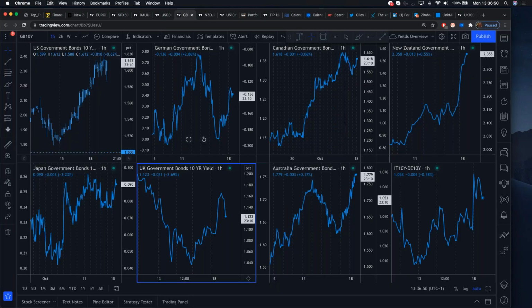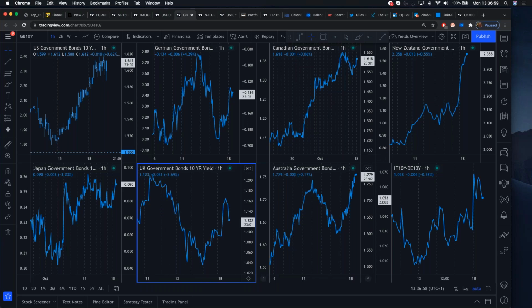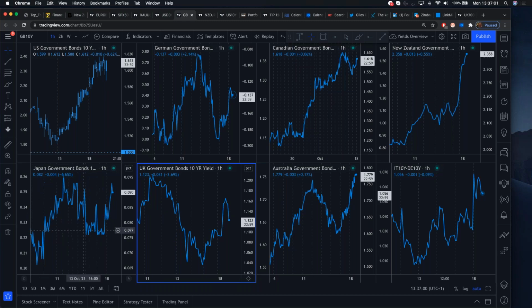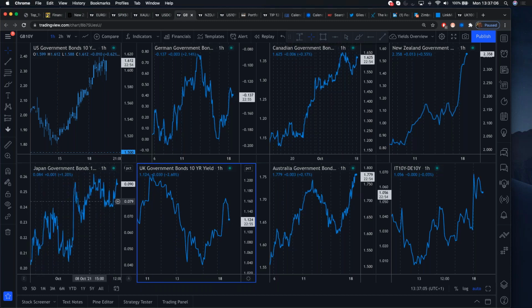Whereas if you look at the bond yields across the world, they've been surging higher. You see here, US bonds, German bonds, Canadian bonds, New Zealand bonds, Aussie bonds, UK bonds have been generally moving higher, and Japanese bonds have been flat. Now, they've been flat because the Bank of Japan does something called yield curve control. So that's why the yen was incredibly weak last week.